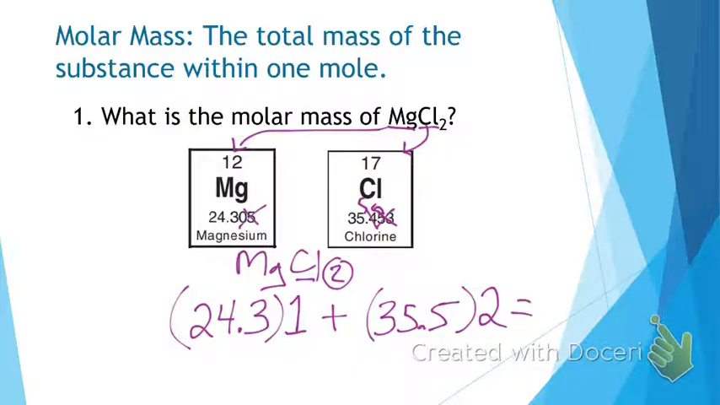When I put this in my calculator, my answer is 95.3. I'm going to write that a little bit better. 95.3. My units for molar mass is g/mol, meaning there's 95.3 grams per 1 mole. So let me show you another example.